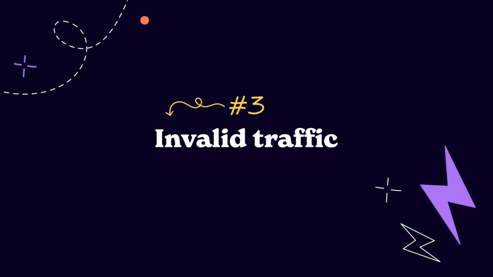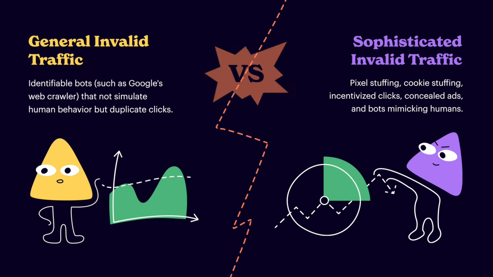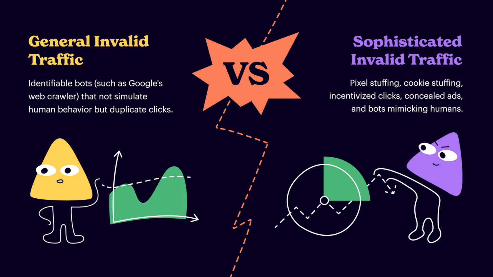And the third issue is invalid traffic. It can be anything from competitors clicking on your website to publishers inflating metrics or bot traffic. Data management in many advertising platforms has room for improvement. So your software and your partner's software may measure stats very differently. Identifiable bots such as Google crawler, not simulating human behavior, and duplicate clicks. Pixel stuffing, cookie stuffing, incentivized clicks, concealed ads, and bots mimicking humans.